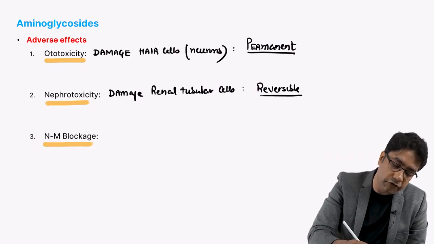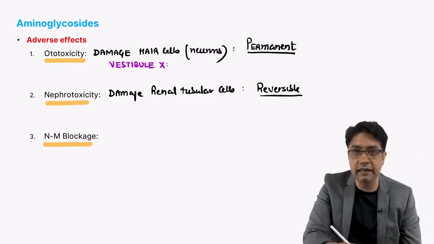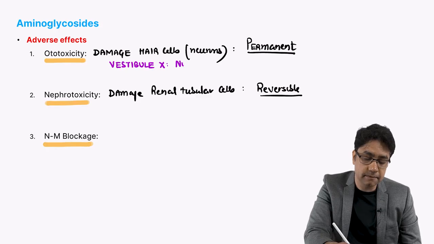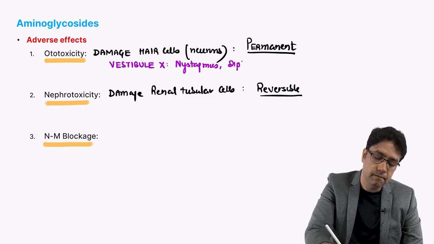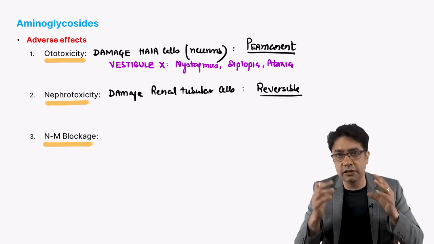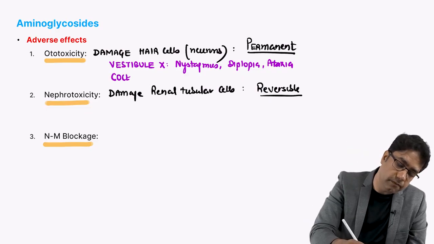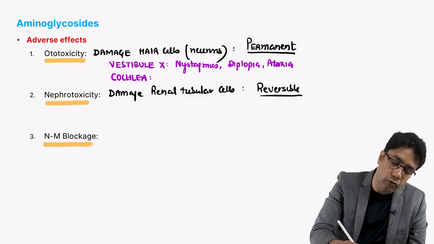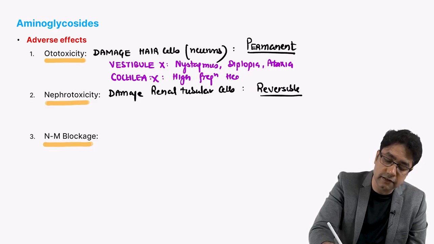Now what happens in ototoxicity and nephrotoxicity? They can produce vestibule damage. So if vestibule cells become damaged, they can lead to nystagmus, diplopia, ataxia, because the function of the vestibule is to maintain balance. But if the cochlea becomes damaged, don't you think they can lead to hearing loss? Aminoglycosides can lead to high frequency hearing loss.